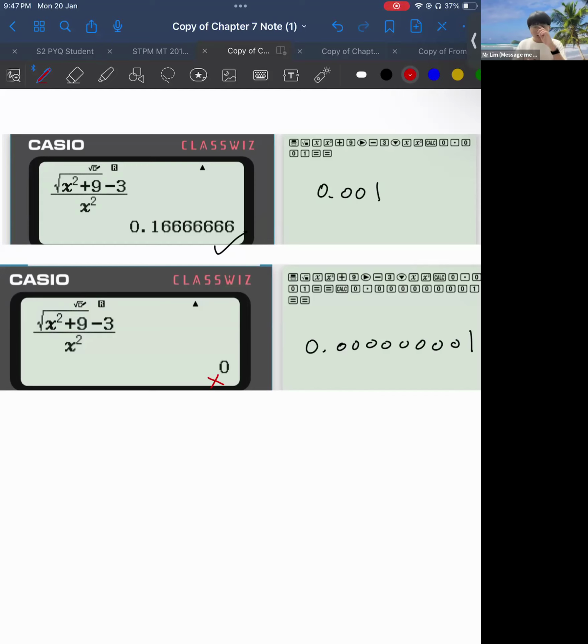So be careful with your calculator. Your calculator can trick you. If you give a too small value, the calculator can trick you, because this is the calculator limitation.